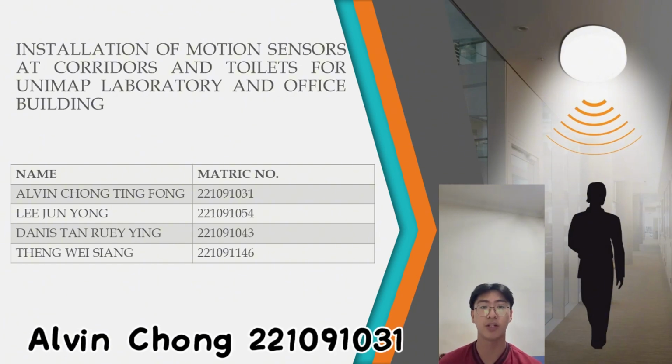Hello, my name is Alvin Chong, and our topic is Group 5 Installation of Motion Sensors at Corridors and Toilets for Unimap Laboratory and Office Building. And I will start off with the introduction.